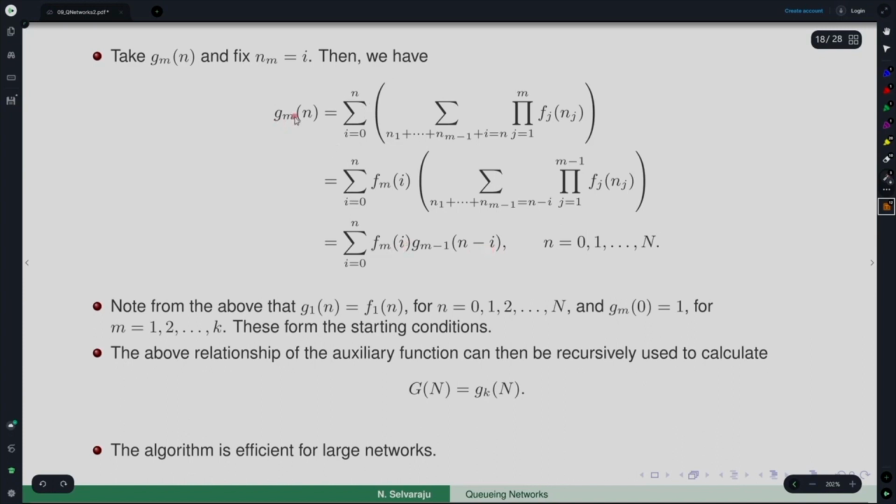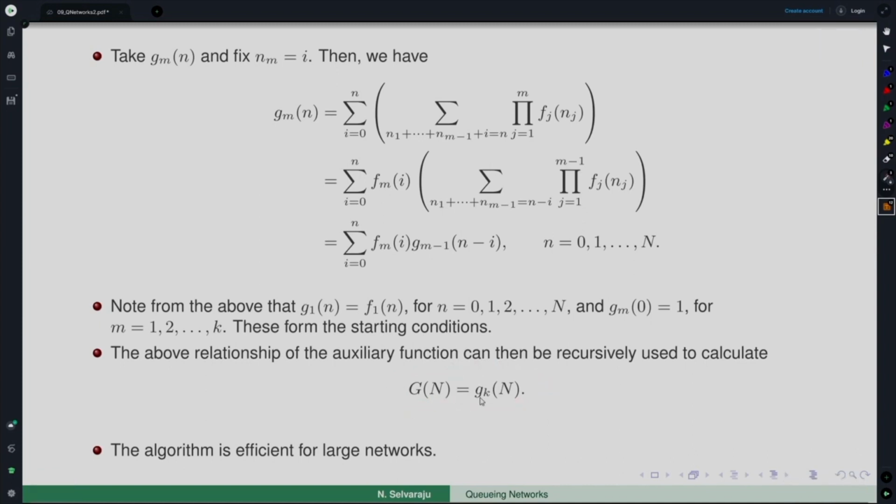So, G2 would be in terms of G1, then G3 will be in terms of G2, and G4 will be in terms of G3. So, you compute this recursively using this recursive relationship. The algorithm will terminate when you reach k nodes, because k nodes is what you have in mind. So, starting from G1, G2, G3, you keep continuing to compute up to Gk, and once you get that, your algorithm will terminate and you can obtain the quantity here.